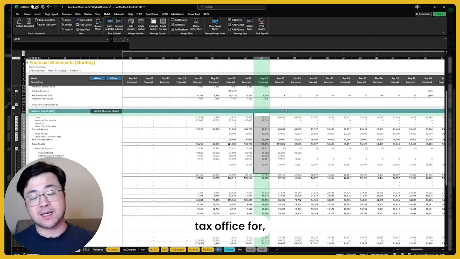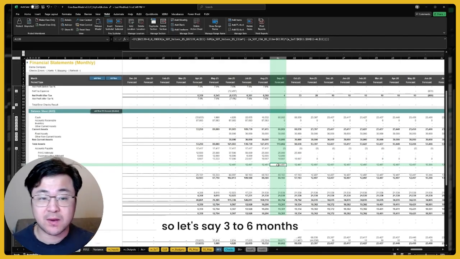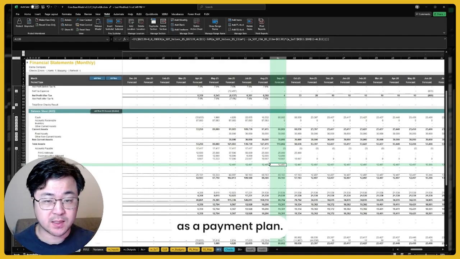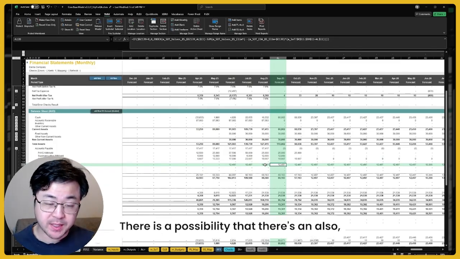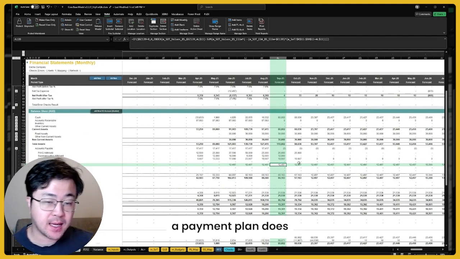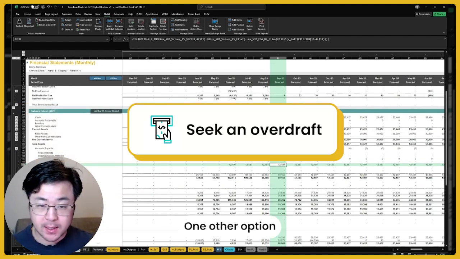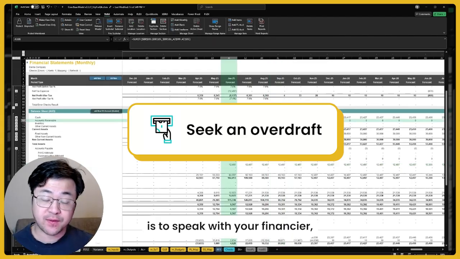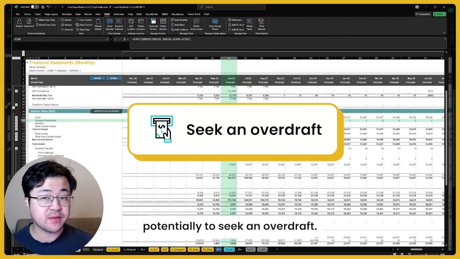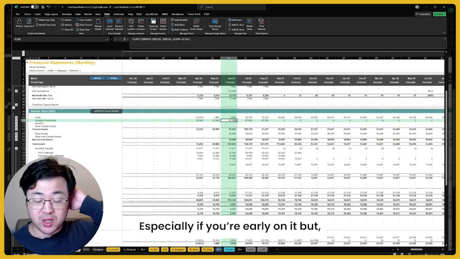If we try and keep it short, so let's say 3 to 6 months as a payment plan, and also depending on the amount, there is the possibility that a payment plan does not attract interest. One other option is to speak with your financier and potentially seek an overdraft. That might be a relatively cheaper option, especially if you're early on it.